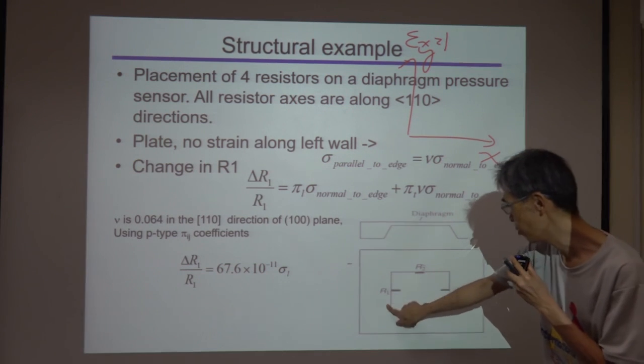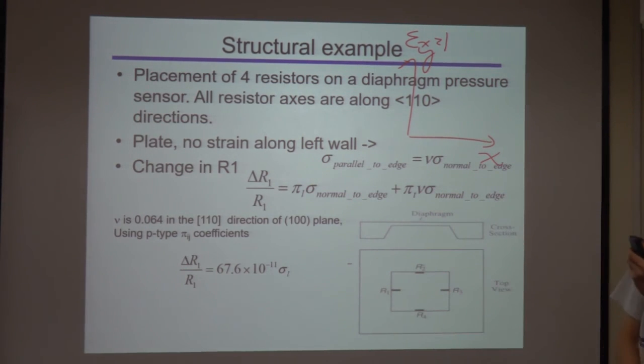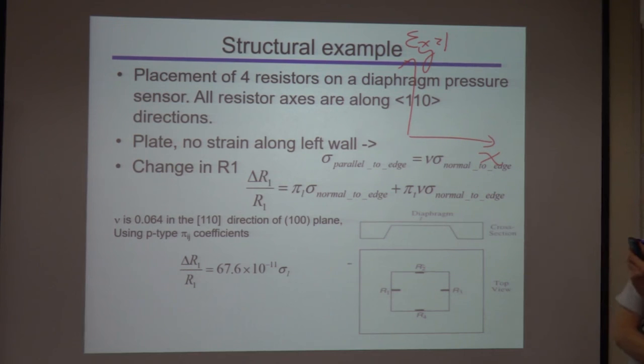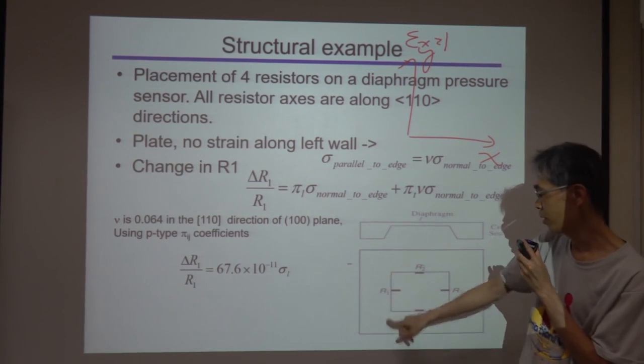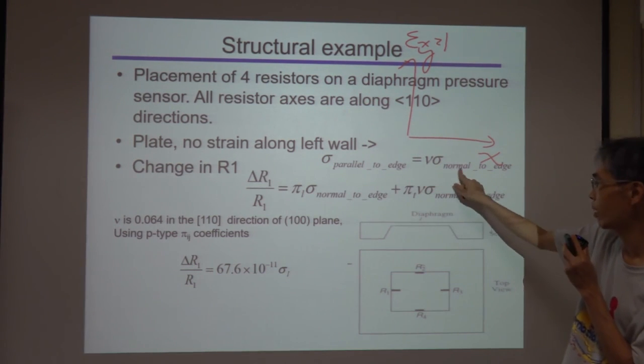So this is the edge, this is normal to edge. Maybe this is simple, you can just follow the equation to get this one. Parallel to the edge, strain is 0. So sigma parallel to the edge equals nu sigma normal to the edge.